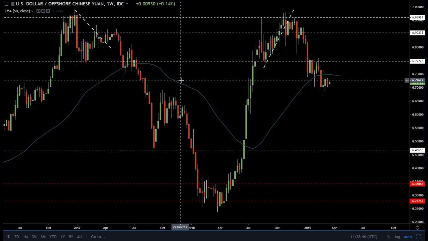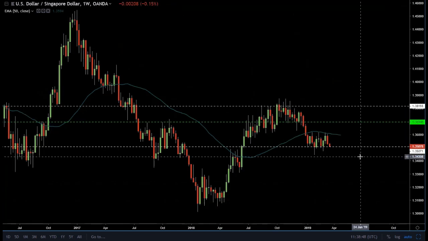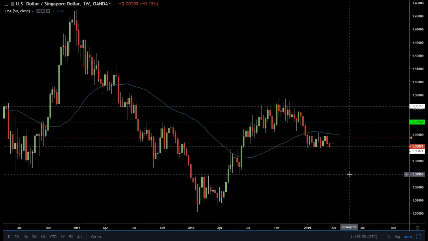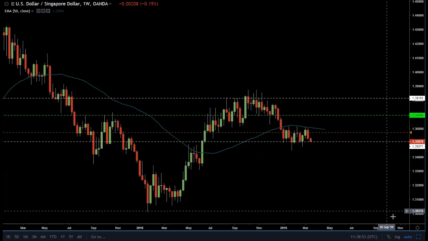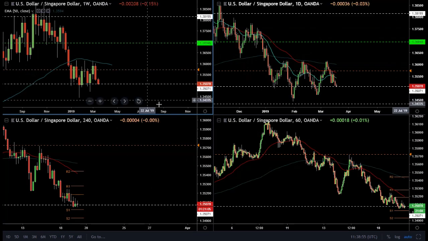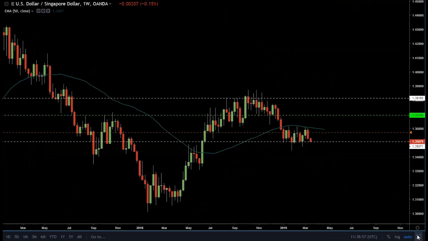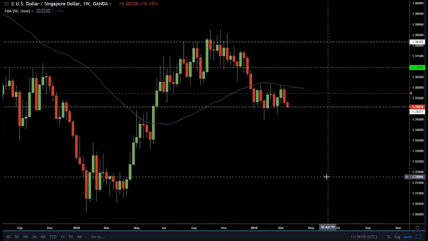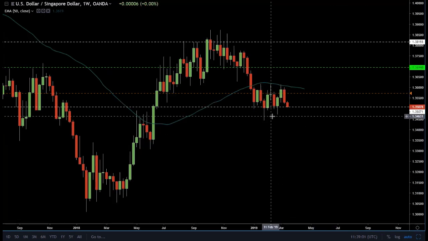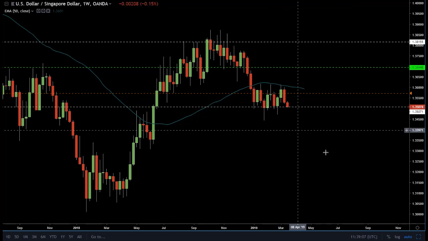So moving on, one last dollar pair to look at is the dollar Singapore dollar. Again, this was something that I looked at for the last couple of weeks. This is why I cannot emphasize enough multiple time frame analysis. What do you see on the weekly here? Well, you see that there's the 135 support, but it's not as apparent, it's not as eye-catching.